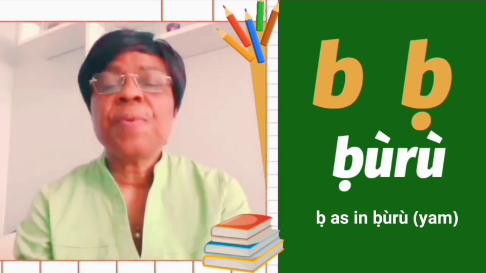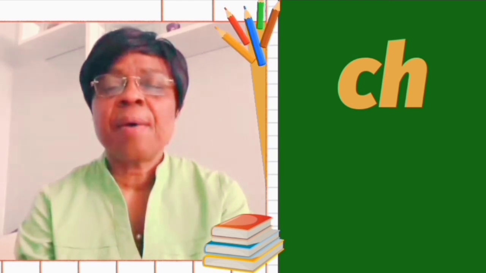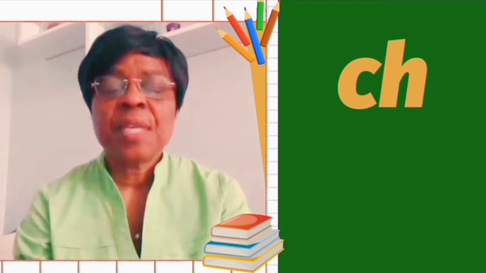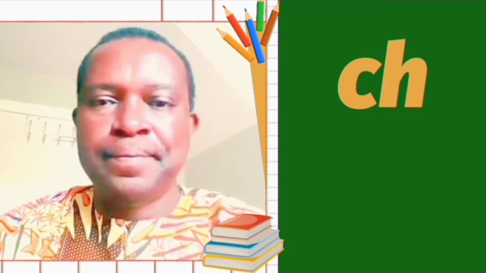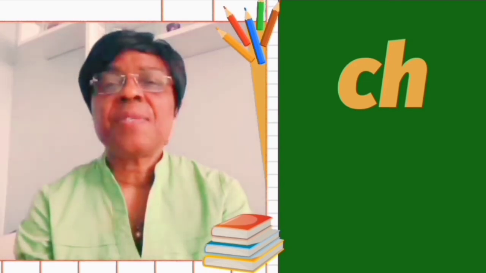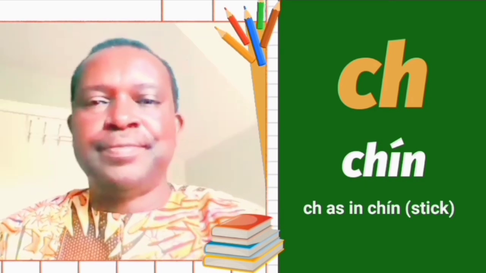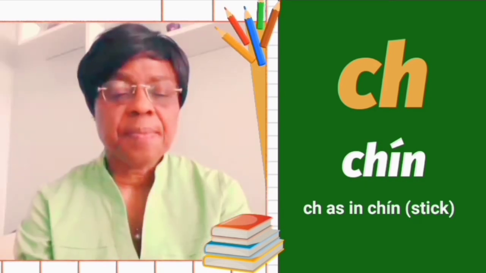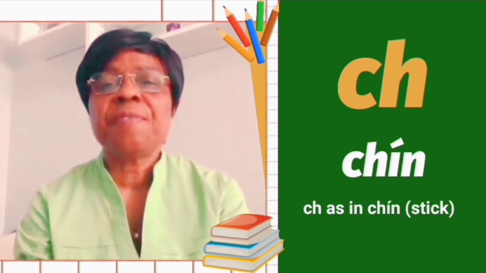We'll go on to letter C. In Kirikeni Okwein, we only have one letter representing C, and it's CH, che. Can you say che? An example of that is che. Can you say it one more time? Che. And the meaning of che is stick, a word for stick.